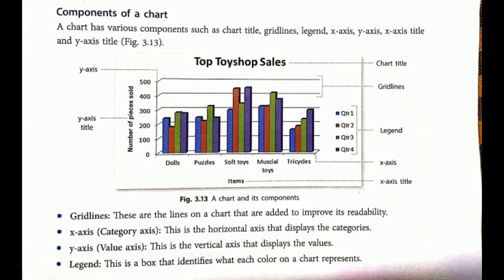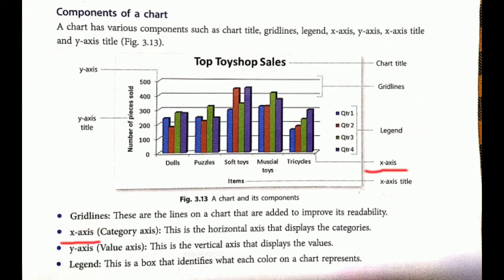Next, let us study about the components of a chart. A chart has various components such as chart title, grid lines, legend, x-axis, y-axis, x-axis title, and y-axis title. All these components are marked in figure 3.13. First, let us study what we mean by grid lines. These are the lines on a chart that are added to improve its readability. See in figure 3.13, grid lines are lines on a chart.